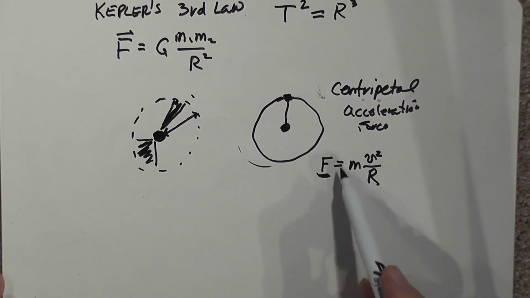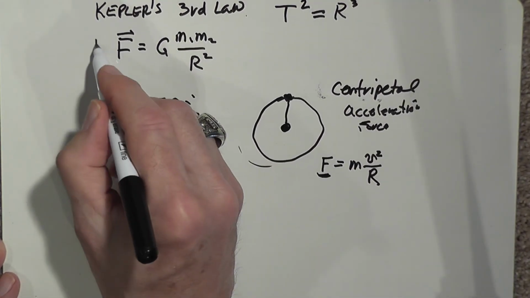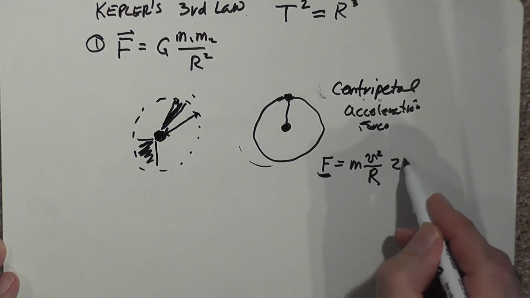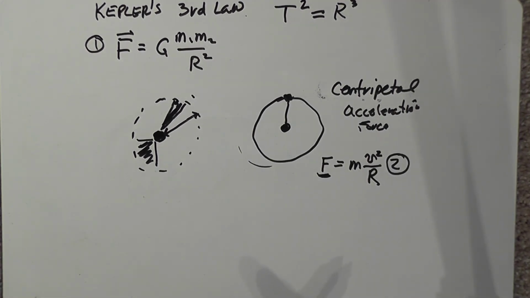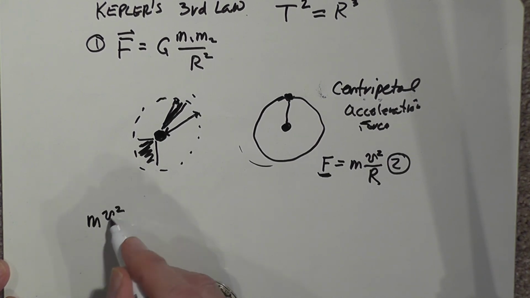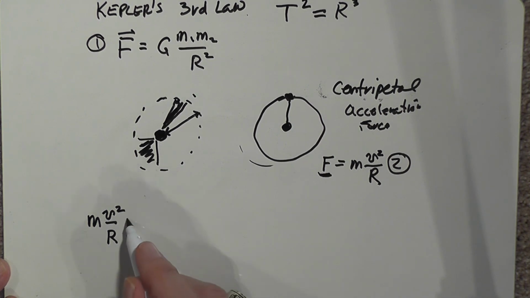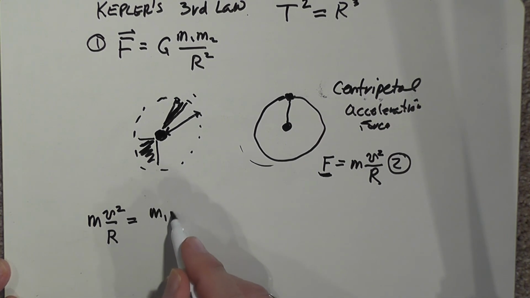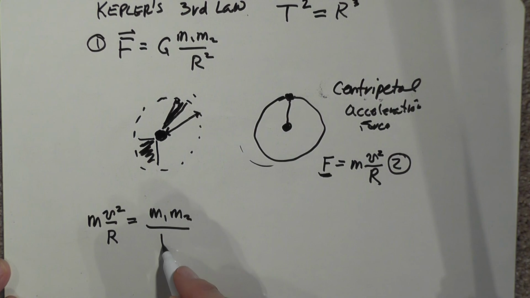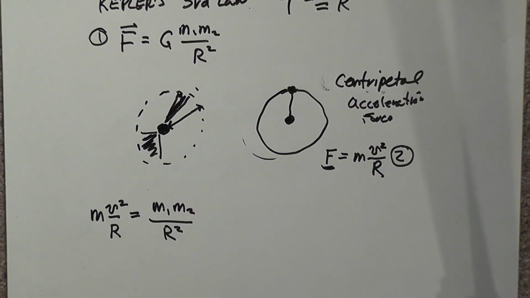So what we can do is equate these two together. We'll call this equation 1 and equation 2 right here. So m v squared over r is equal to m1 m2 divided by r squared. This is what we're going to derive Kepler's third law from.